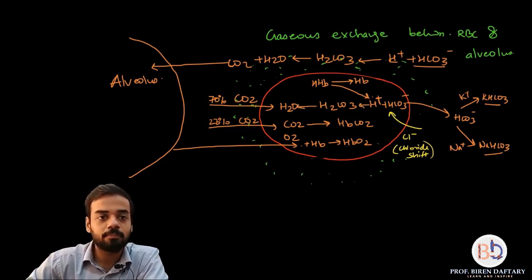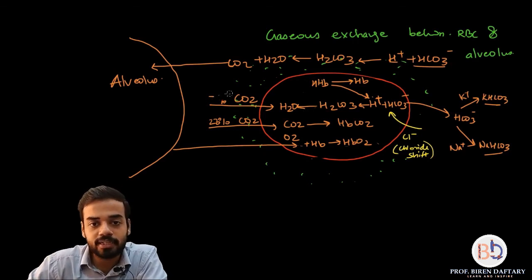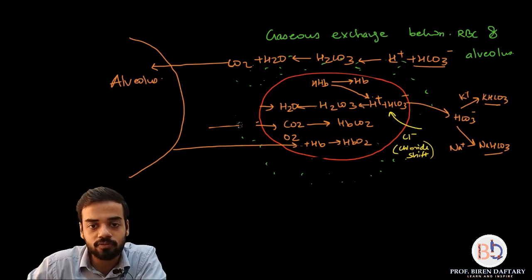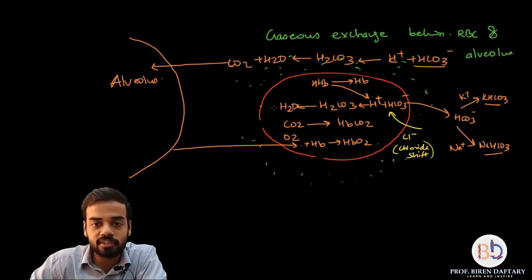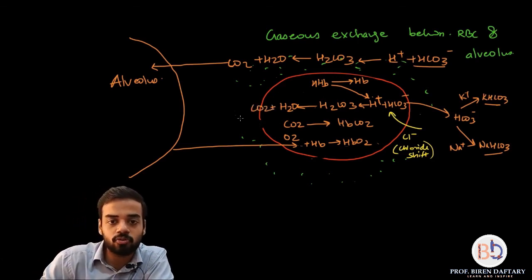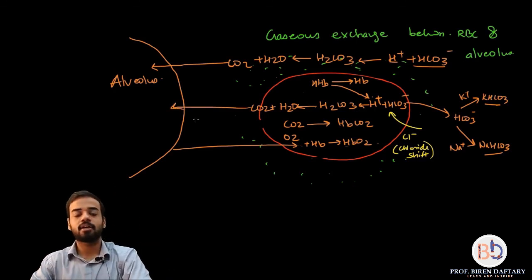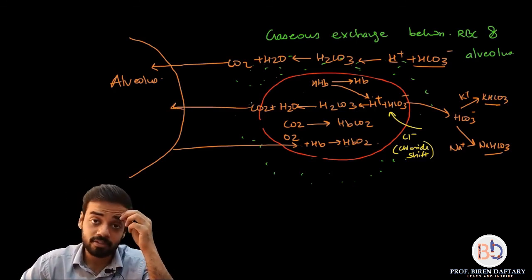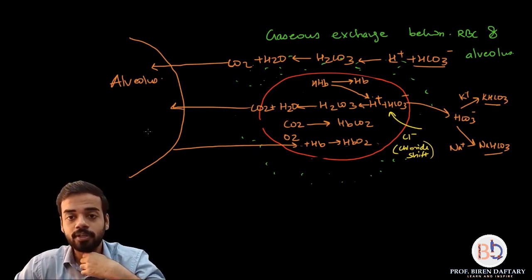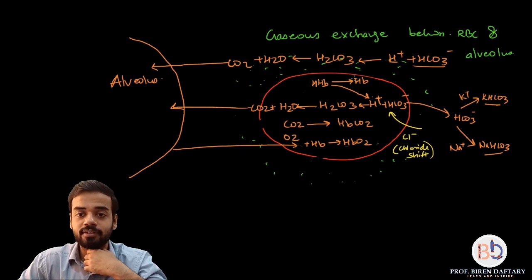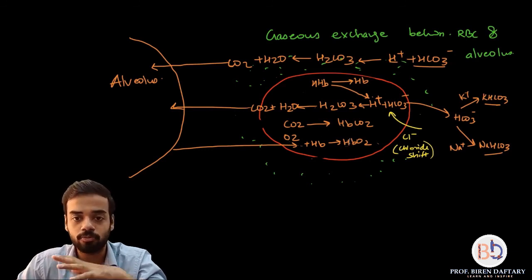H2CO3 will be dissociated. Okay, so I am just rubbing all these things off so that it becomes easy. This H2CO3 will dissociate as H2O plus CO2, and that CO2 will again enter the alveoli. Are you getting my point? Because the partial pressure of carbon dioxide is 45 over here, 40 over here, it will go in. So hemoglobin is again free, and with that free hemoglobin, oxygen binds. I have shown oxyhemoglobin.